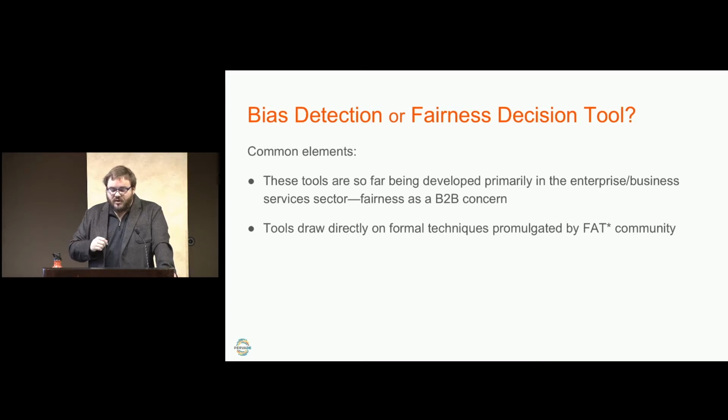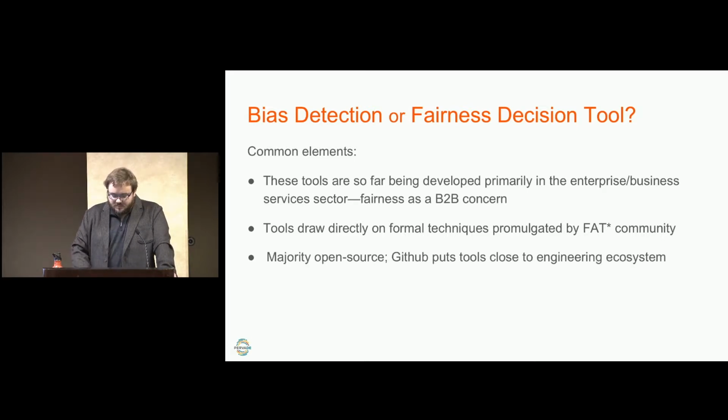These tools draw directly on the formal techniques promulgated by the FAT community. So if you look at IBM's documentation, there's a bunch of FAT papers on there describing what are the formal models for fairness that they're adopting. And essentially, as you set your own parameters, you're choosing which formal model of fairness, as described by researchers in this space, you want.